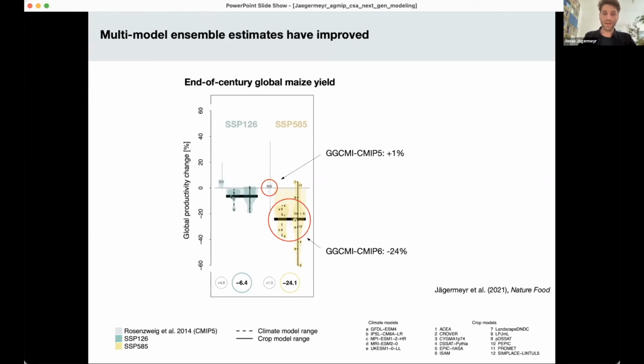The two vertical lines, the dashed line and the solid line, indicate the range of the climate models, and the solid line indicates the range of the crop models. For RCP 2.6, these ranges are largely similar, but as soon as we move to a higher emission scenario, the range of crop models is substantially larger, inflating the uncertainty, which is obviously a problem that needs to be addressed.